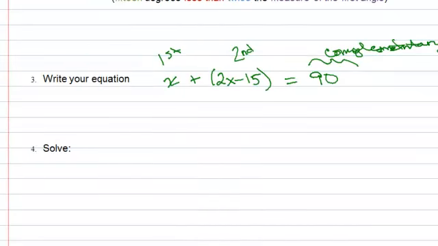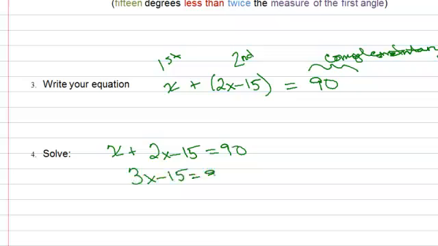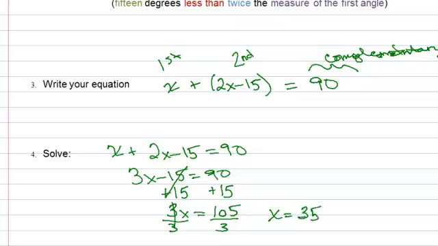And now all we have to do is solve. So we take our x plus 2x minus 15 is equal to 90. We combine like terms, so we get 3x minus 15 is equal to 90. We get our variable alone. Now, what you should be noticing at this point is now we're doing the math. Setting it up is a critical reading skill. This is our math skills. So go 3x is equal to 105. Divide that by 3. And x is equal to 35.